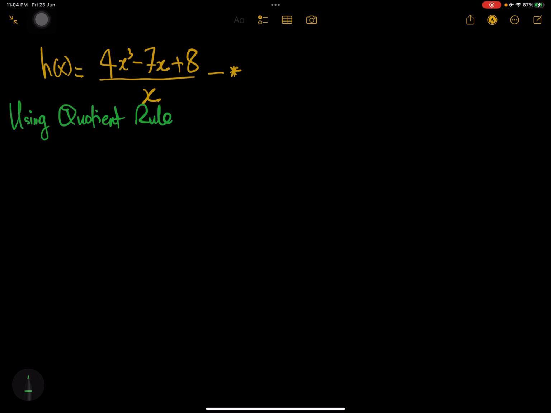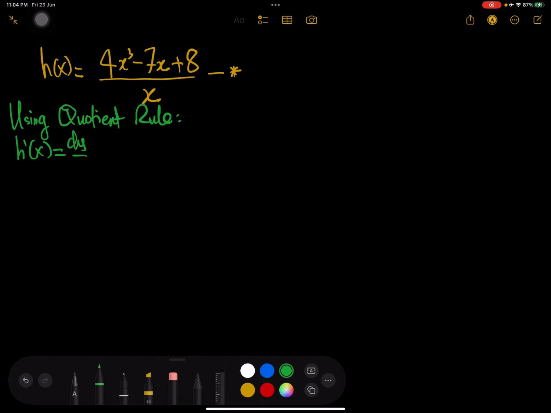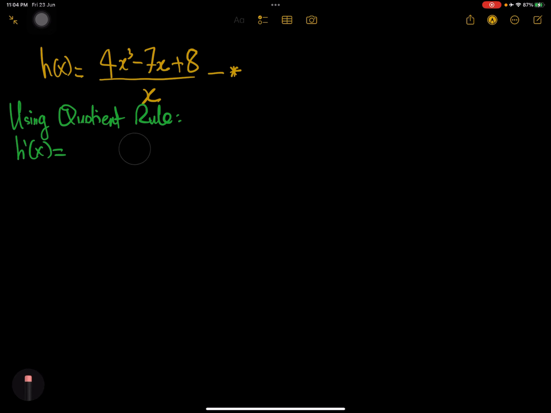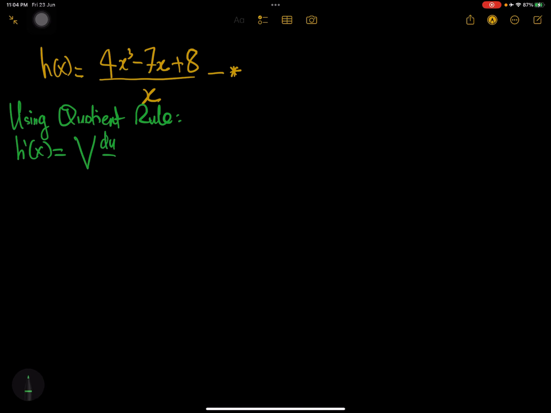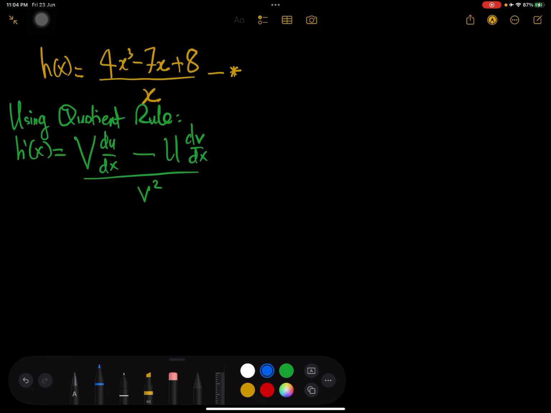So quotient rule says that our h prime of x, or let me just keep it simple, not to confuse anyone, is simply v du dx minus u dv dx, all divided by v squared.